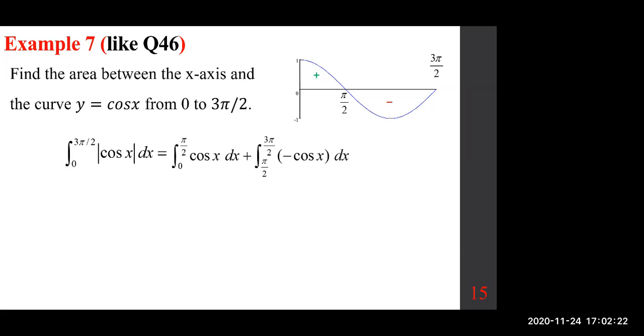So take a look at how we cut it into pieces. The portion which is positive, 0 to pi over 2, fine. But after that, it's below the x-axis, it's negative, then we can say minus cosine x. I hope everybody understands. That's exactly what we did when we looked at the velocity and the concept of a distance, and I looked at the sine graph. That's precisely the same concept.